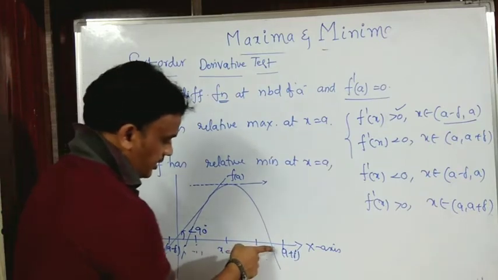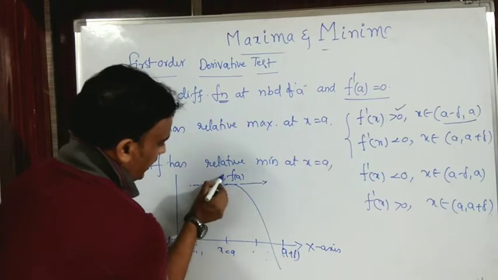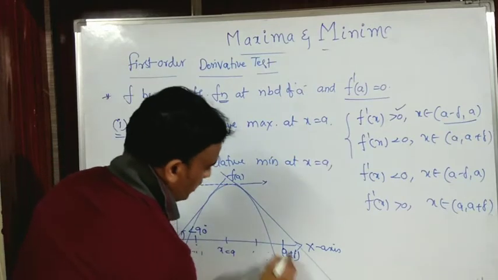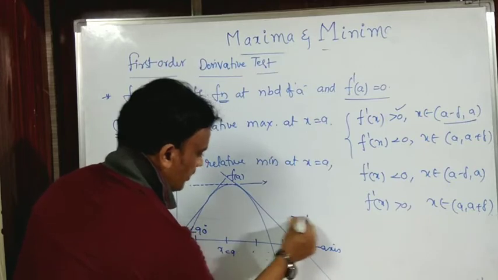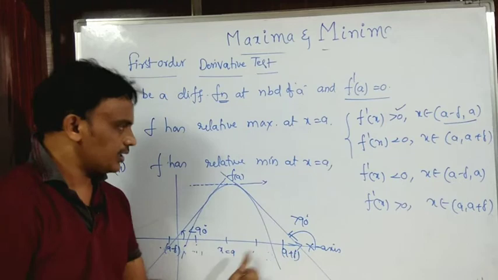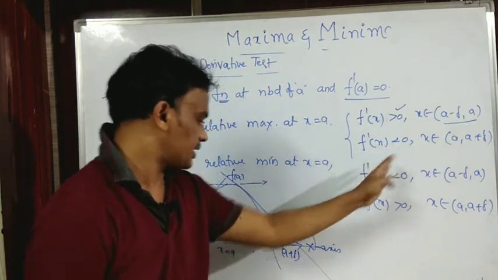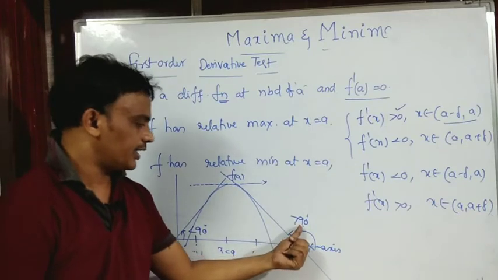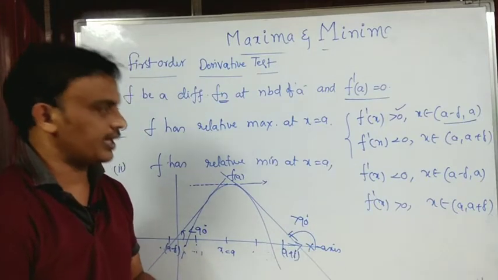And coming to this case, when x belongs to A plus delta, if you draw the tangent, it can make an angle greater than 90. Am I right or not? The slope of the tangent in this interval, A plus delta, f dash of x is less than 0. So here the inclination is greater than 90, then tan theta is negative.